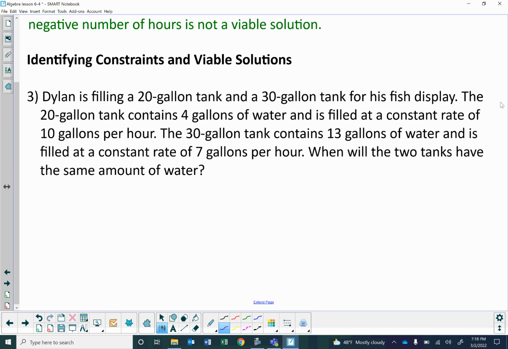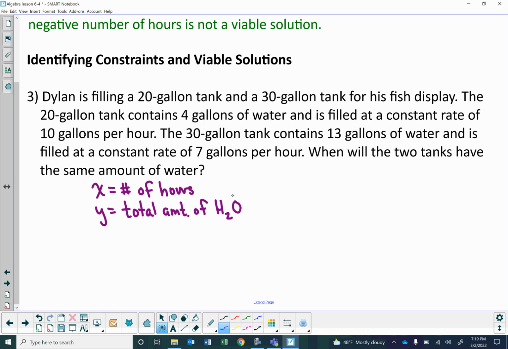Okay, so it's asking when, that means time, and how much water. So that's going to be an amount. So I'm going to let x equal my number of hours, and I'm going to let y equal the total amount of water. Okay, so I'm going to have two equations because he has two tanks. He has a 20-gallon tank and a 30-gallon tank.